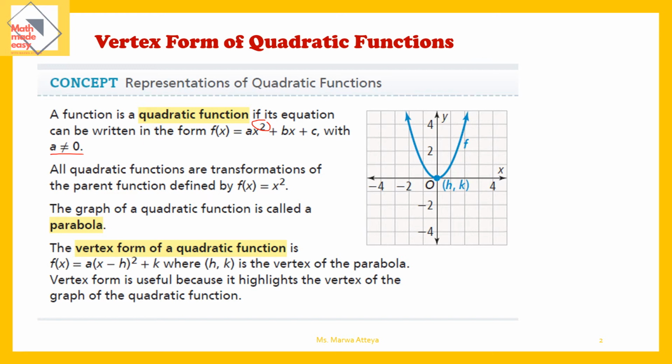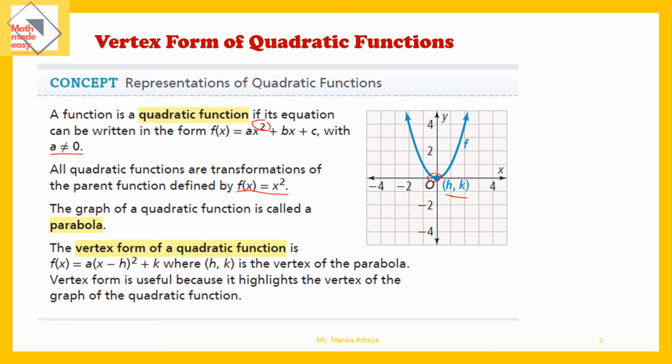All quadratic functions are transformations of the parent function defined by f of x equals x squared. This is called the parent function because it is the simplest form of quadratic functions. It is represented by a parabola, like the one we have here, and it has a vertex. This is called the vertex, which is h and k, and in this case it's at the origin. The value of h and the value of k are both equal to 0. H and k represent the vertex in any quadratic function.